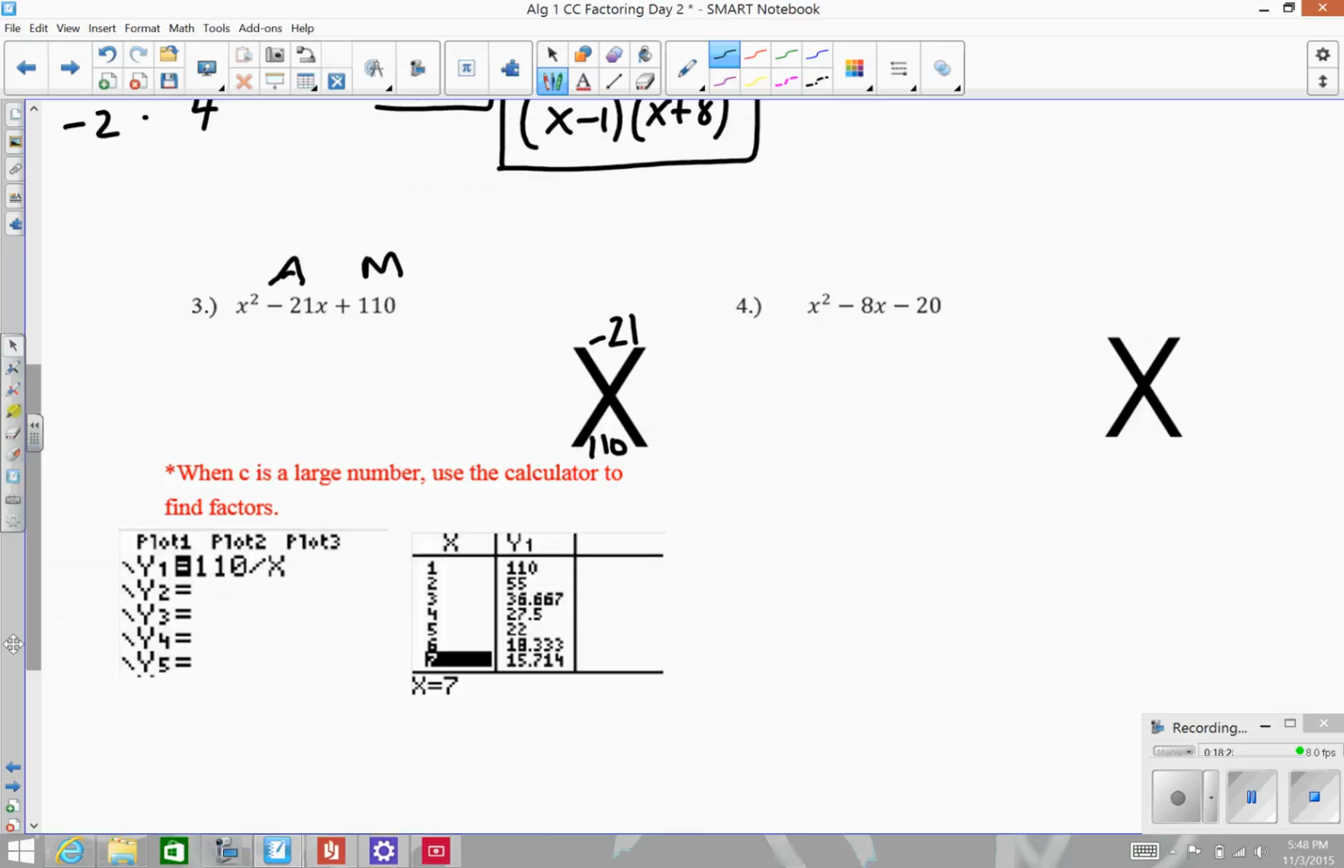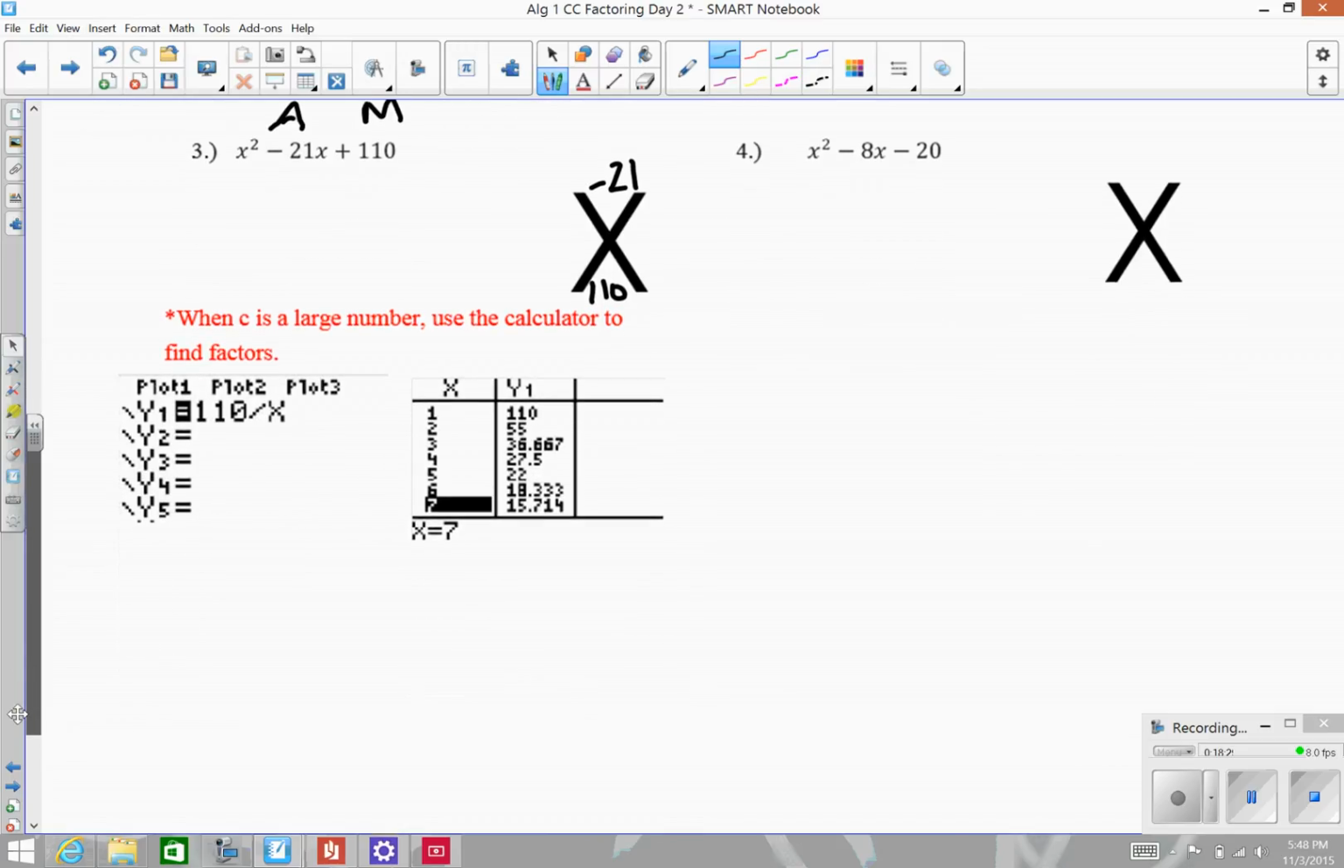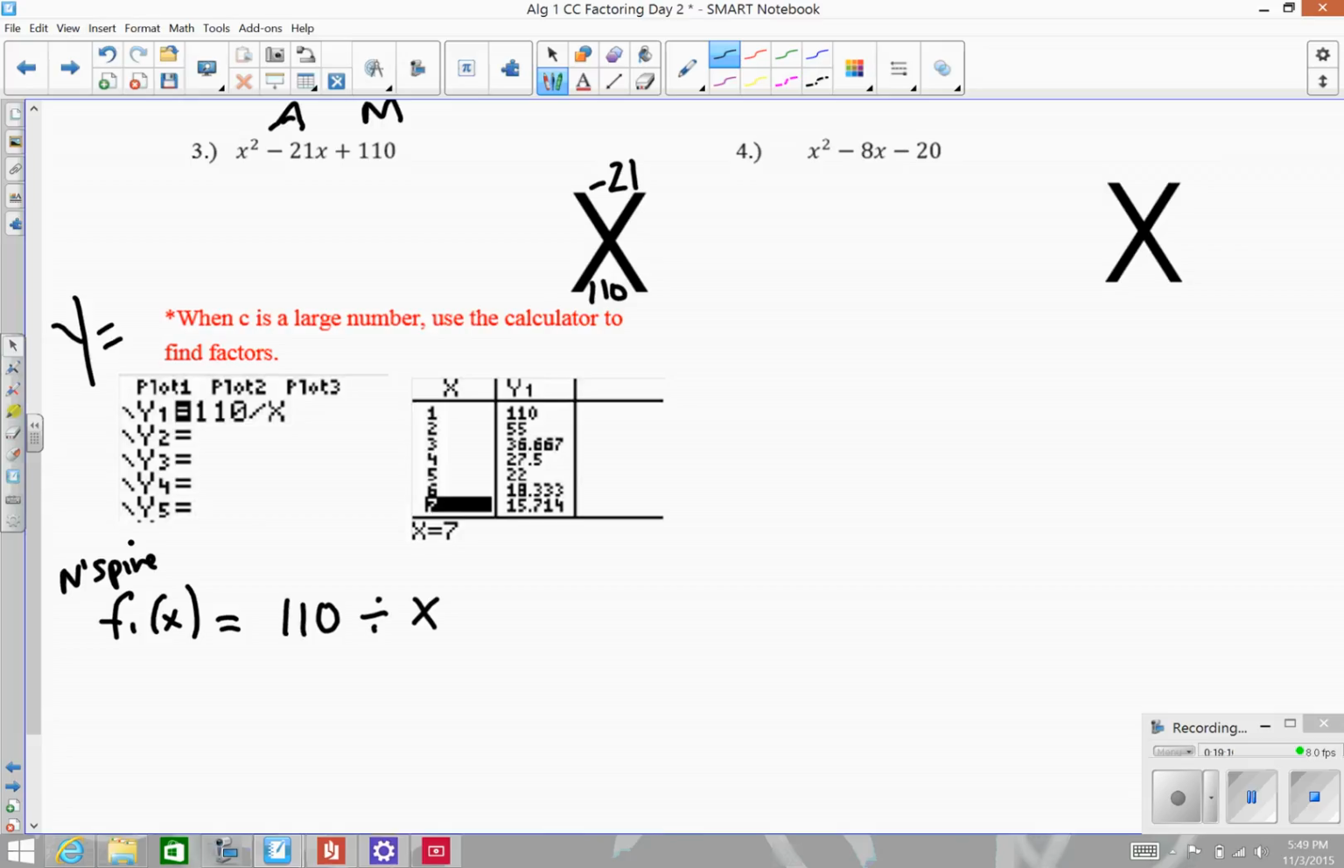Here's a hint for you. If you are having trouble finding numbers that multiply and add the way you want them, you can get some help using your calculator. Here's how. Whether you're using an 83, 84, or an Inspire, you want to go to your graphing mode. On the Inspires, I'm going to go to my f1 of x, and I want to put in whatever number I want to multiply to, in this case 110, divided by x. If you're using the 83s or 84s, you've got to go to the y equals button and put that in for y1. After you put that in, you want to look at your table of values.